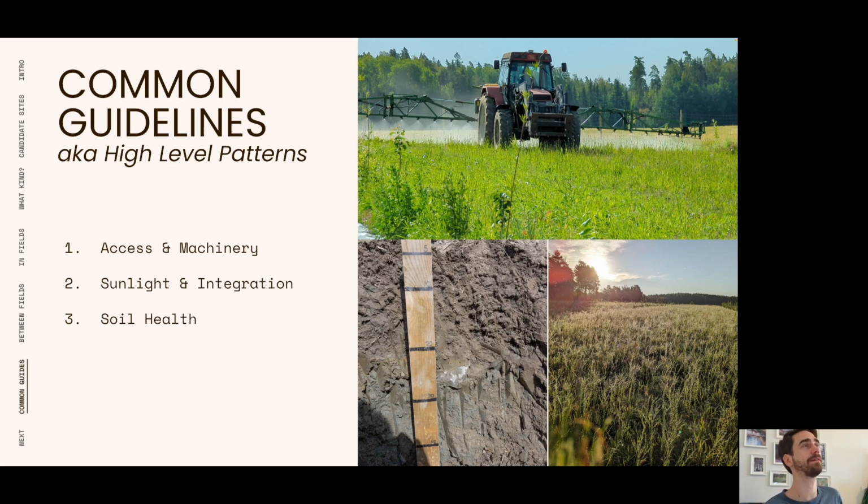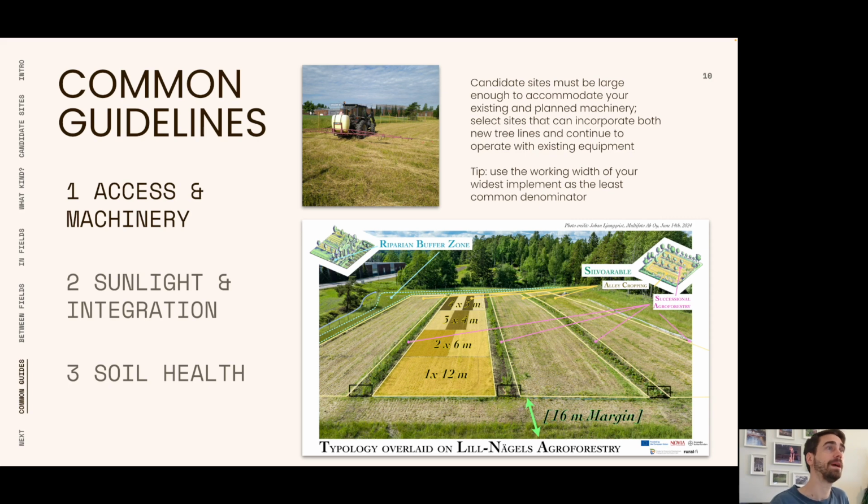The other two high-level patterns that we're going to look at are sunlight and integration. And integration meaning trees with the existing enterprises and the way you like to do business. And then the third one is looking at soil health, or perhaps the lack thereof. Now, access machinery, we have already talked about this. I babbled on in the last slide about that.